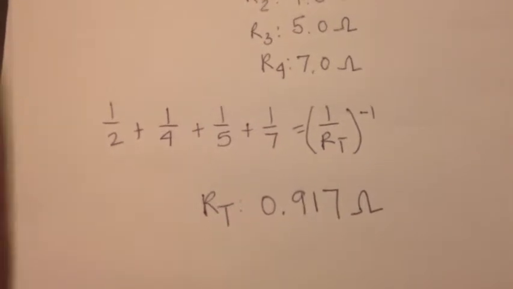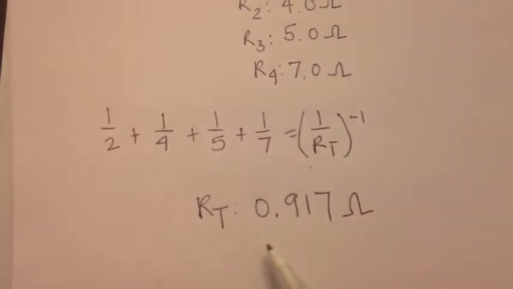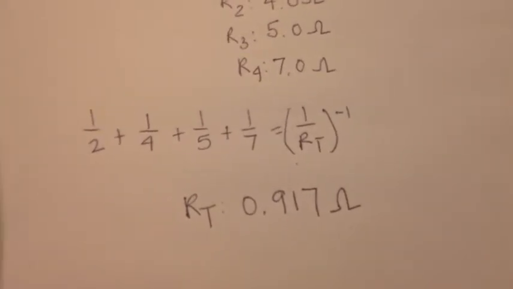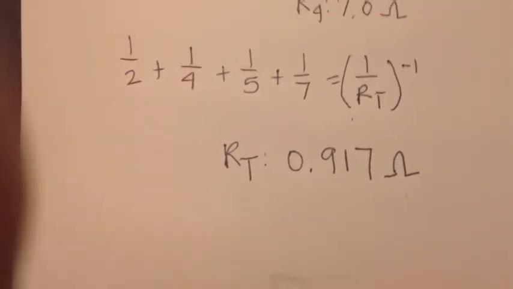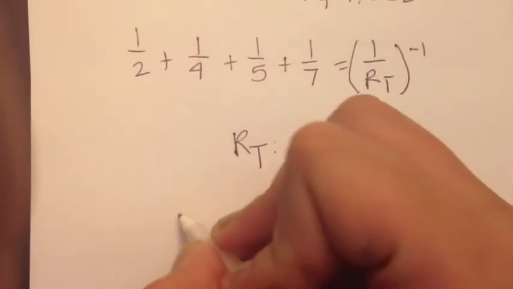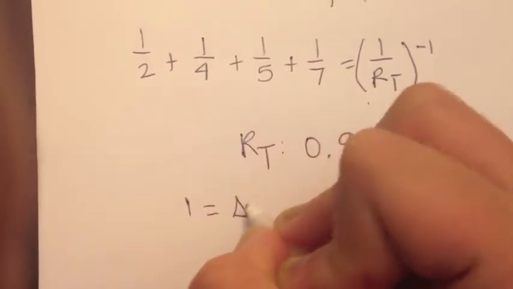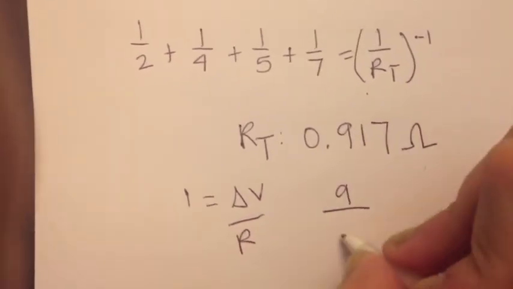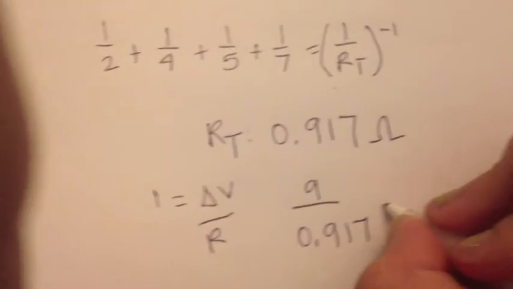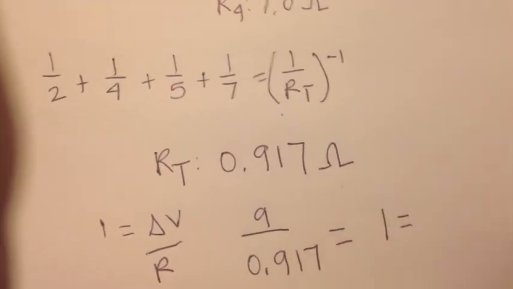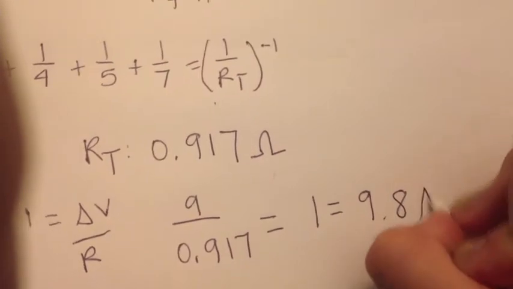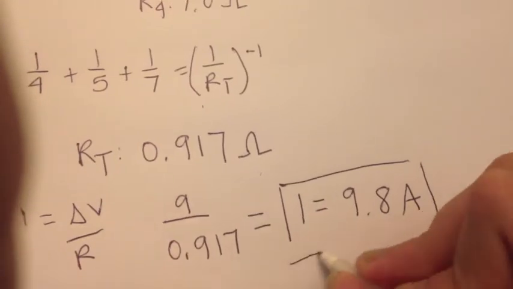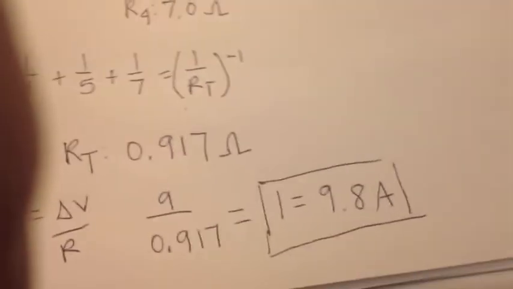And when I add them all together and do the math and get the inverse function, it is going to equal 0.917 ohms. Now I do the same thing that I did in series in parallel to find the current. I equals the change in V over R. So 9 over 0.917 is going to give me I equals 9.8 amp, which is my final answer for the current flowing through this circuit.